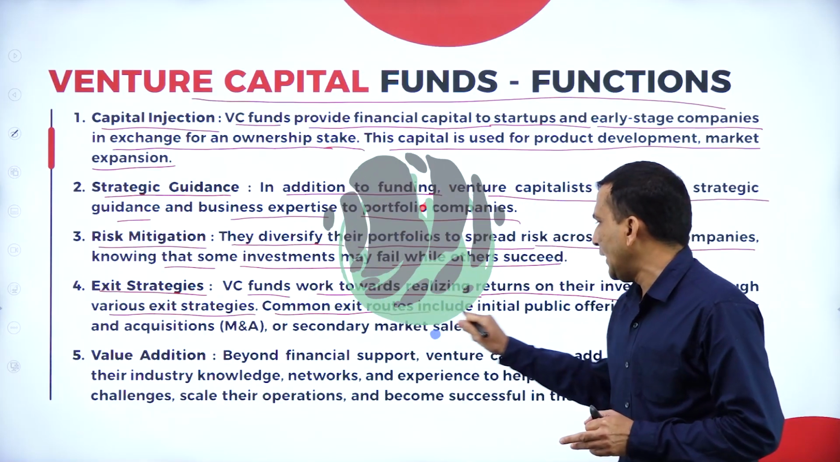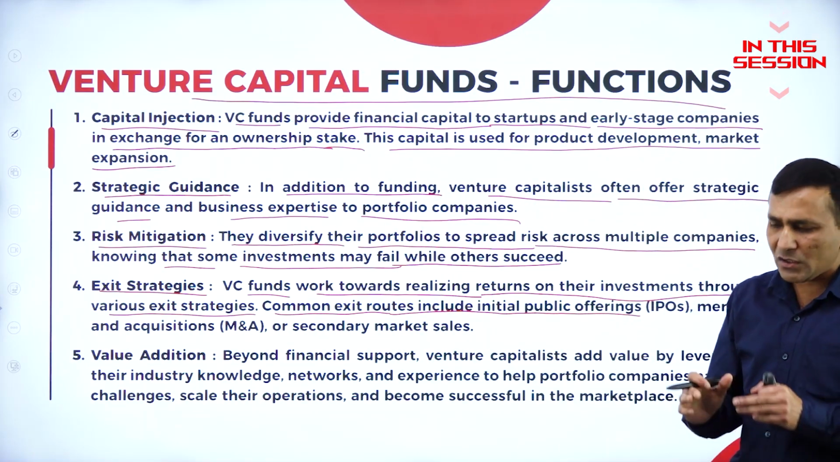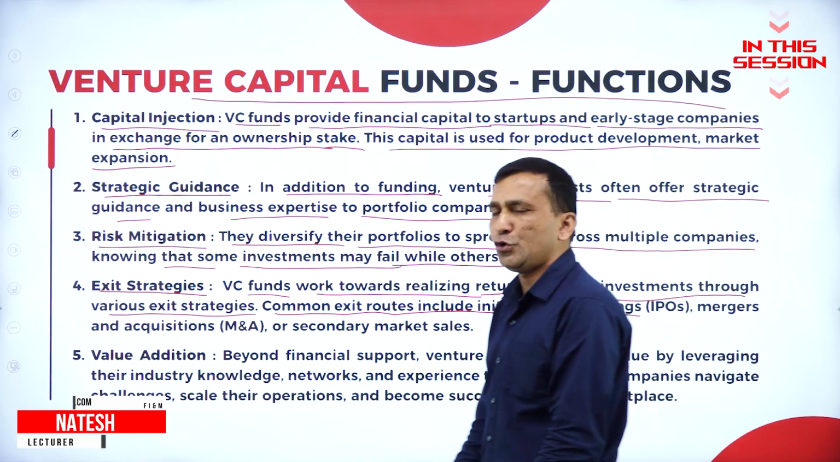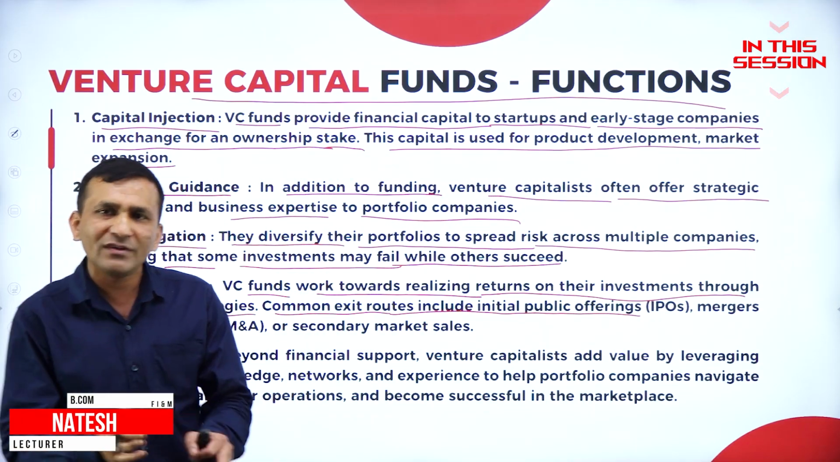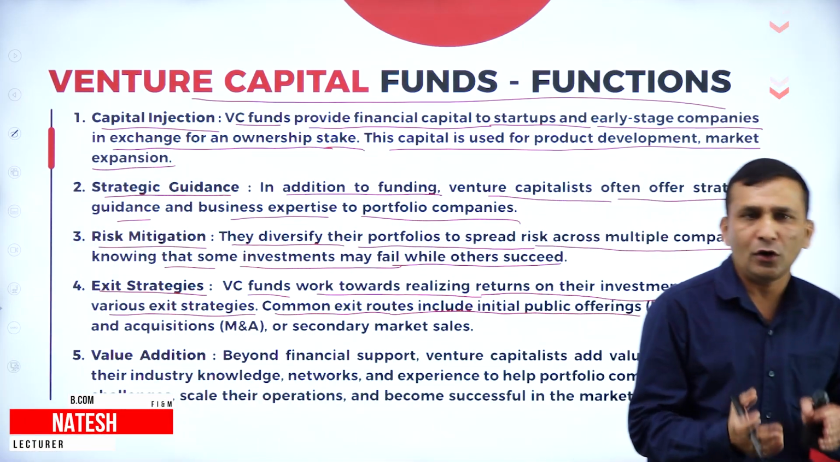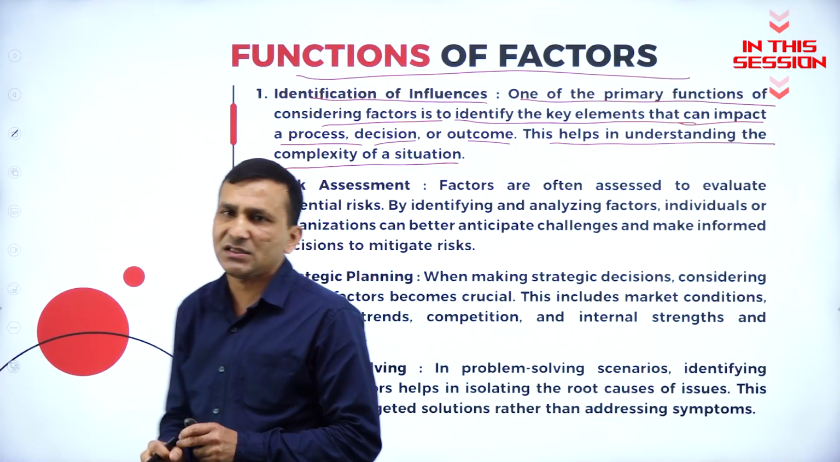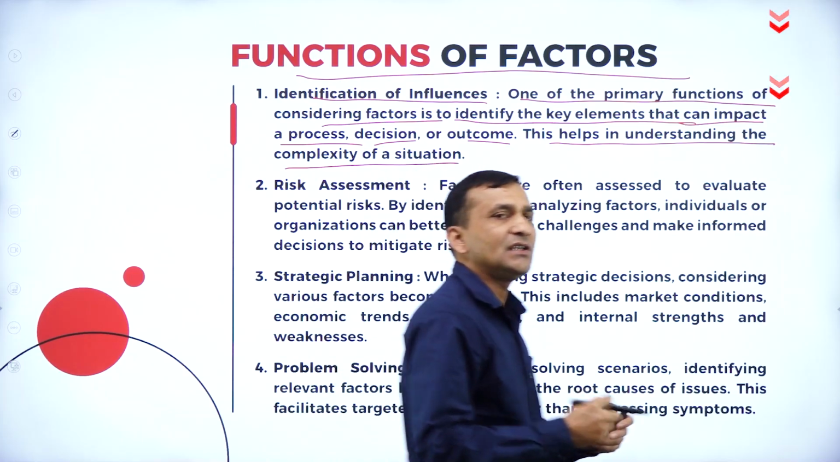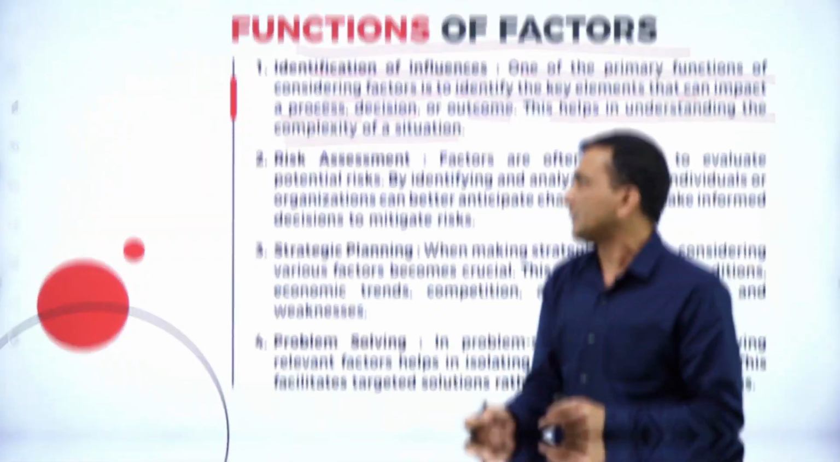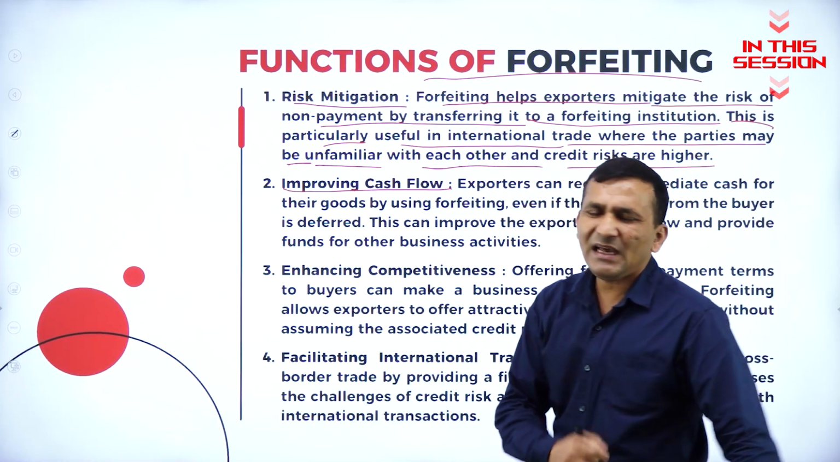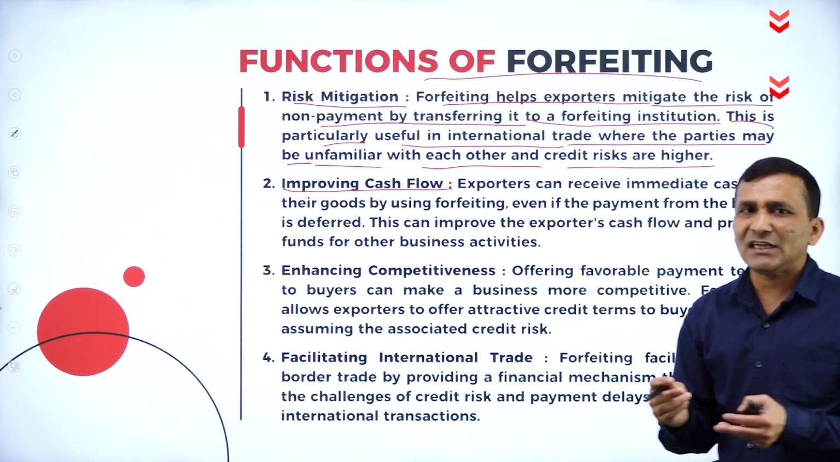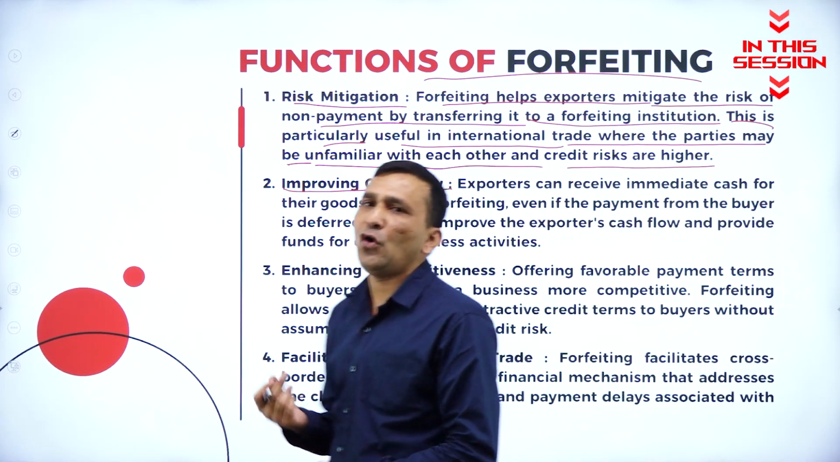Common exit routes include the initial public offering, because whenever a company issues shares for the first time, it is called an initial public offering, which comes under the primary market. When we get to know the factors or key elements, we can easily tackle them from the beginning or early stage. Improving cash flow: here we can find the cash flow in two natures, one is inflow and the other is outflow.